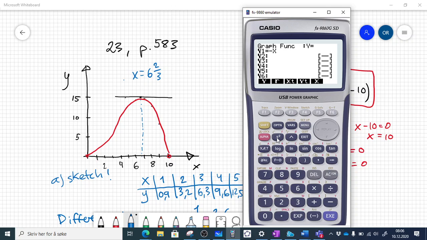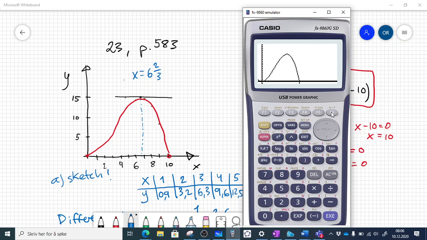x squared divided by 10, and then multiplied with x minus 10. Just put brackets around that last bit there. And then you can draw.